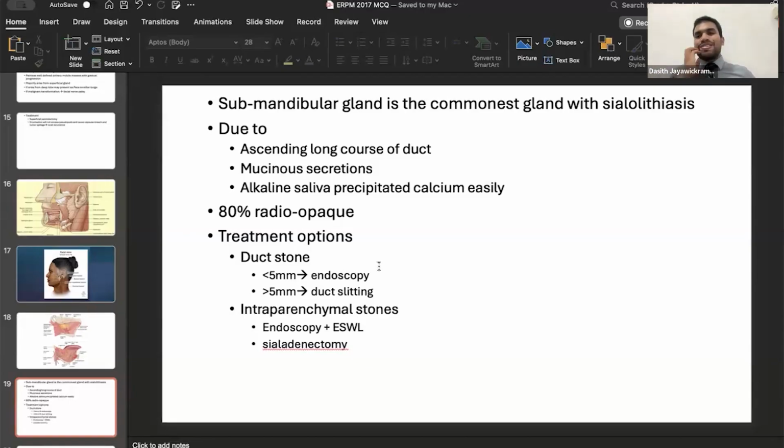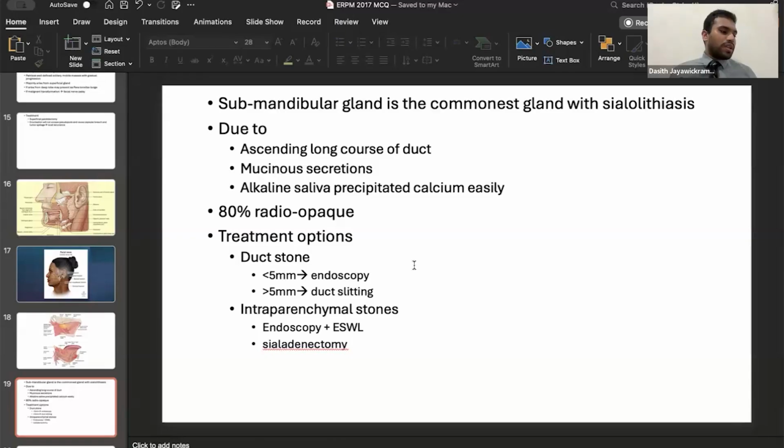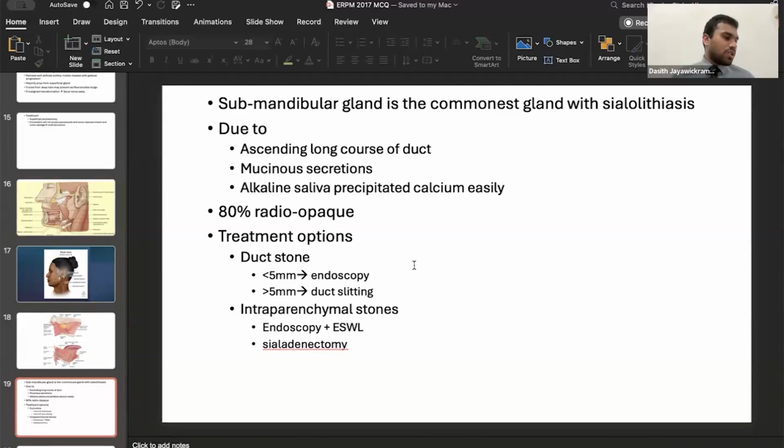Did you understand this thing about salivary gland tumors and the sialolithiasis? Yes, sir. Okay. So, all right, then comes our next question regarding ulcerative colitis. Sir, can you repeat the answers? Okay. Last question, right?